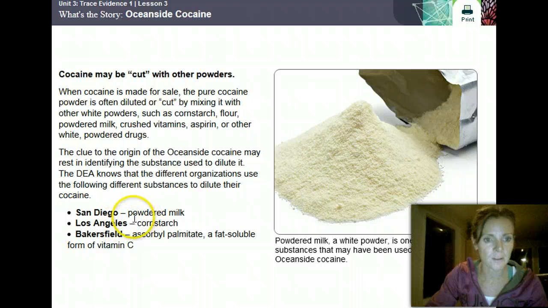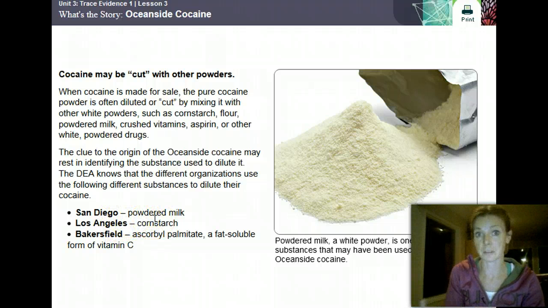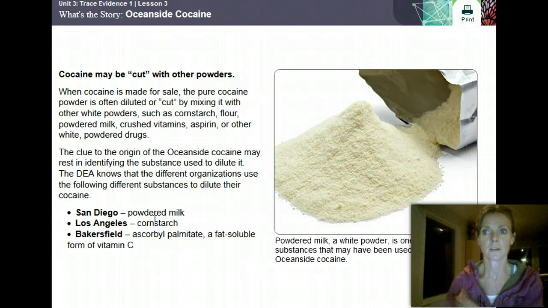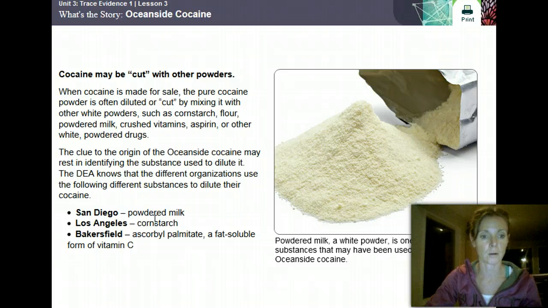By the way, let me just go over these. Powdered milk could test for possibly sugar, right? Because there's lactose in milk, which is the sugar in milk, okay? And then it also could test for fats, which powdered milk typically has fat content. Cornstarch, hint, hint, starch, will test positive for starch.